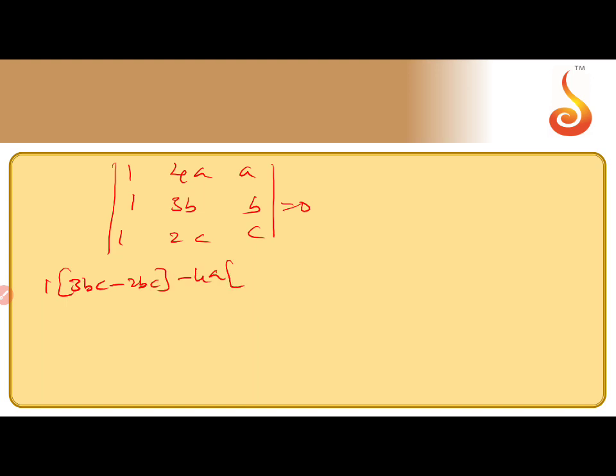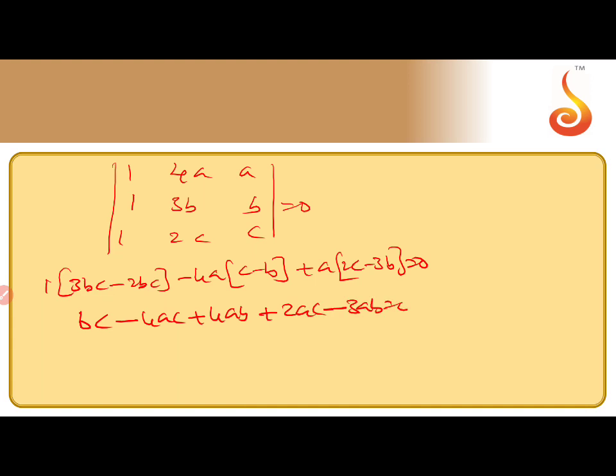So that means the determinant with rows 1, 4a, a; 1, 3b, b; 1, 2c, c equals 0. Now expand the determinant. 1 into (3bc minus 2bc), minus 4a into (c minus b), plus a into (2c minus 3b) equals 0. So 3bc minus 2bc, minus 4ac plus 4ab, plus 2ac minus 3ab equals 0.